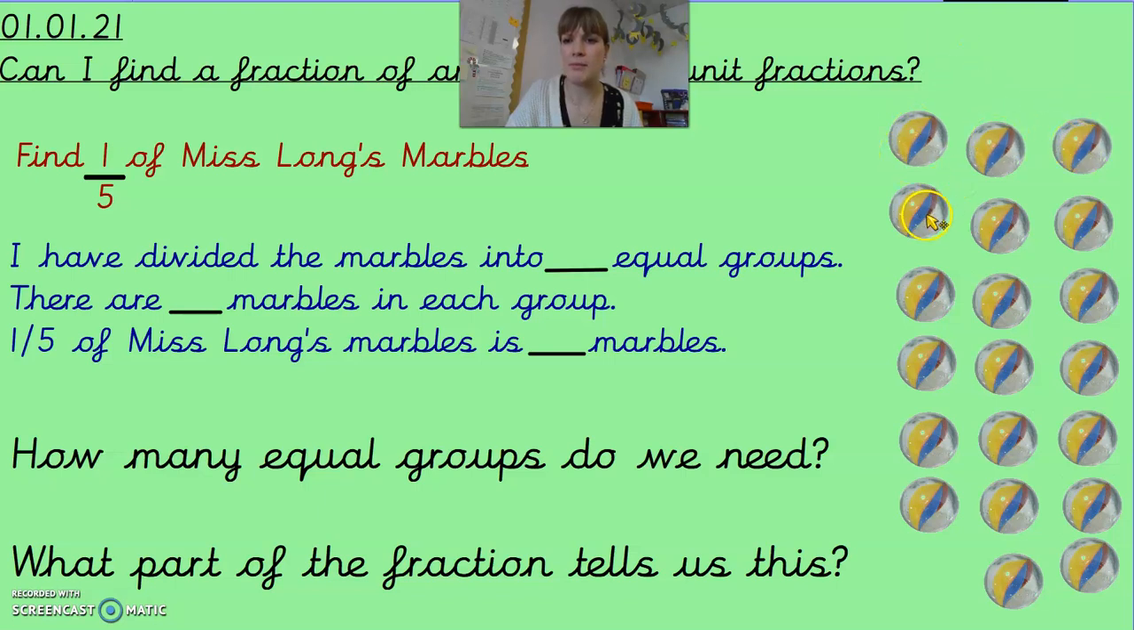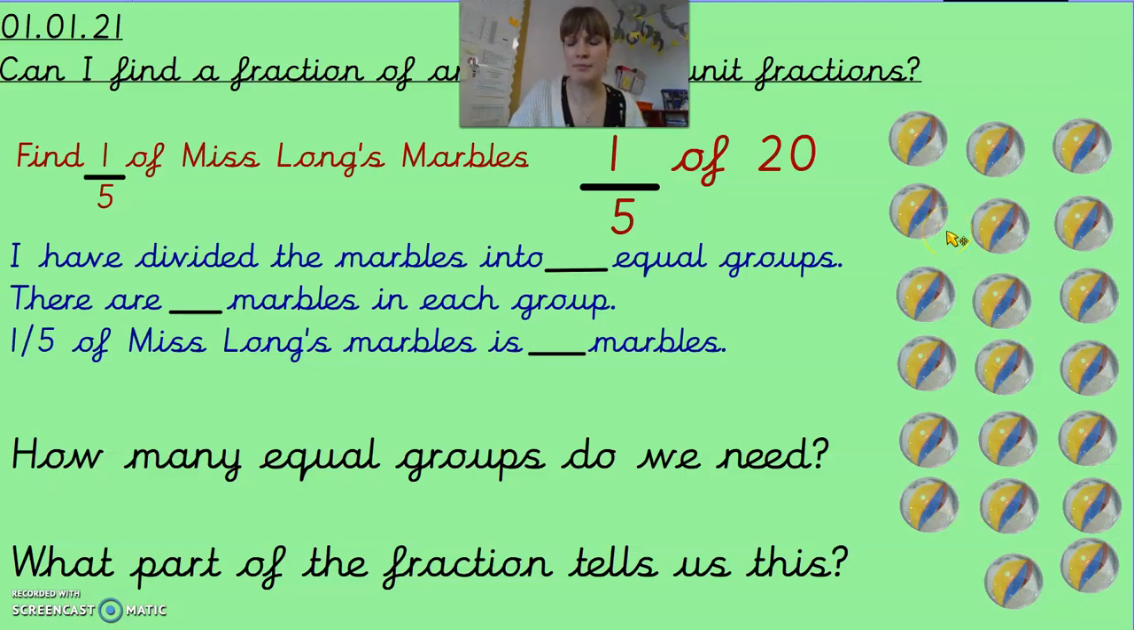1, 2, 3, 4, 5, 6, 7, 8, 9, 10, 11, 12, 13, 14, 15, 16, 17, 18, 19, 20. So I've got 20 marbles there. So I want to know what 1/5 of 20 is. Not 230. 1/5 of 20. So that is my question.